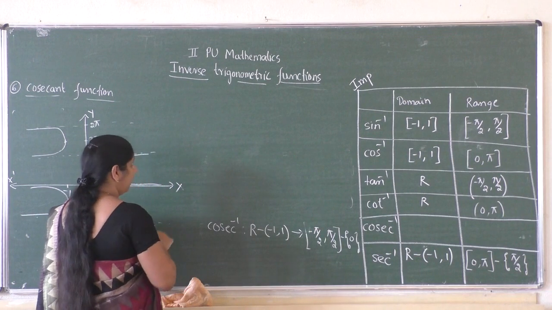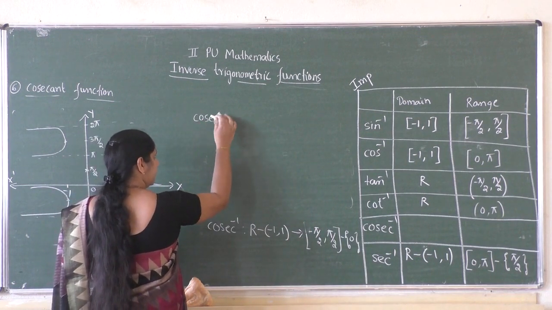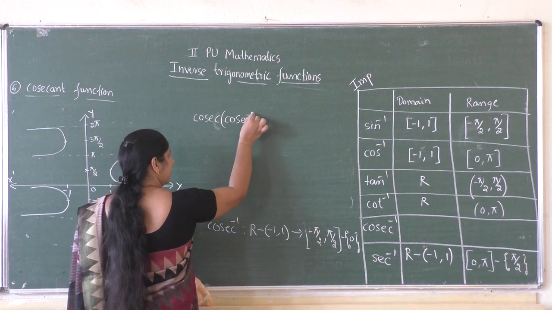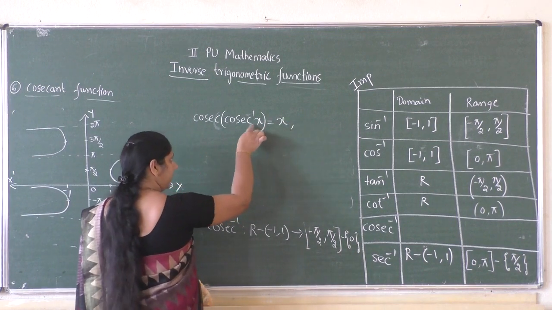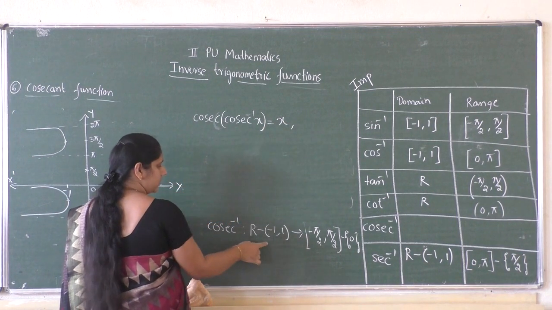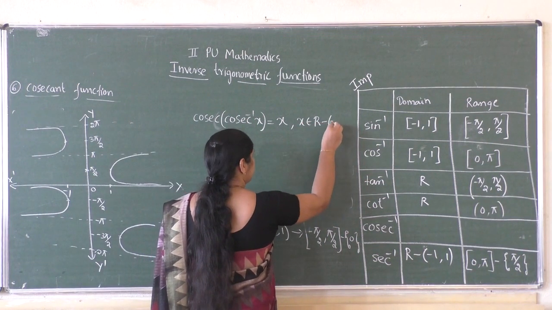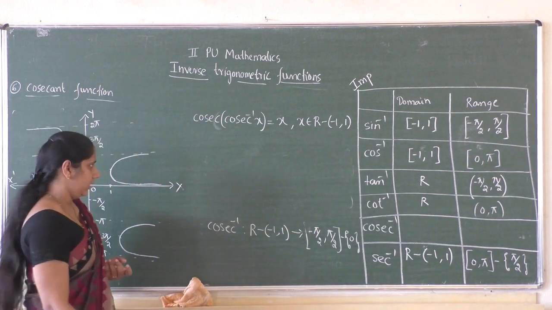Now we will write two properties, that is cosec of cosec inverse x equal to x, where x belongs to the domain of cosec inverse. What is the domain of cosec inverse? R minus open interval -1 to 1.